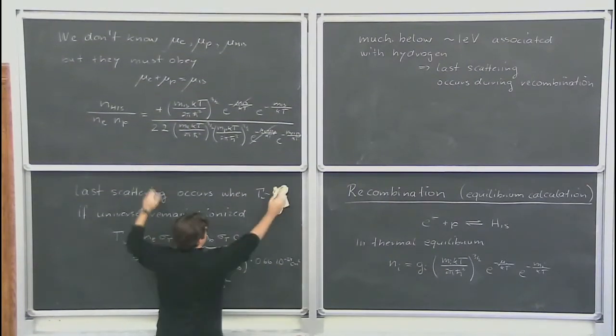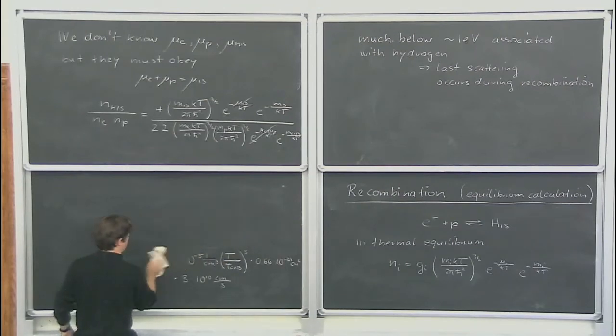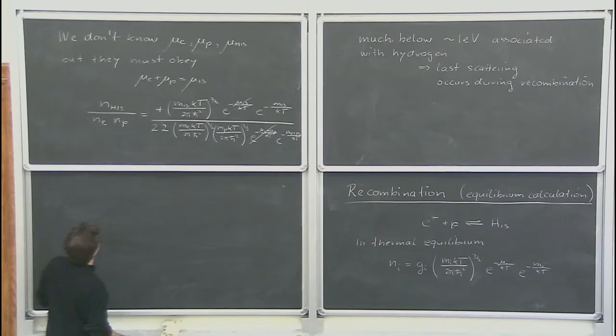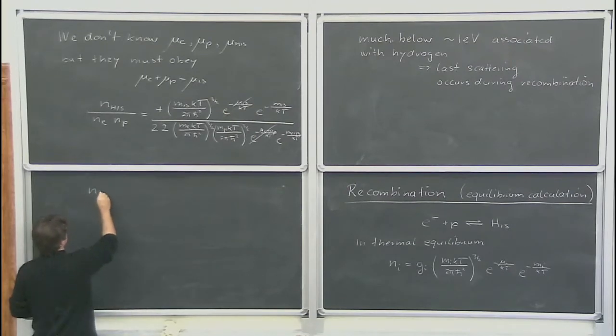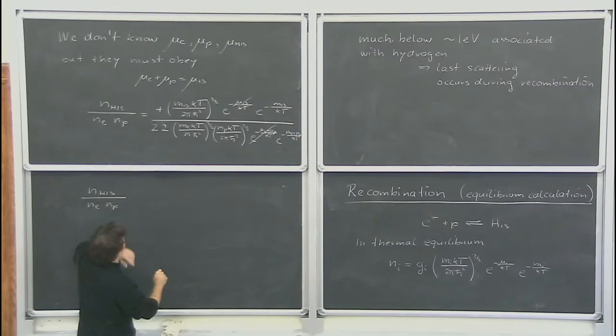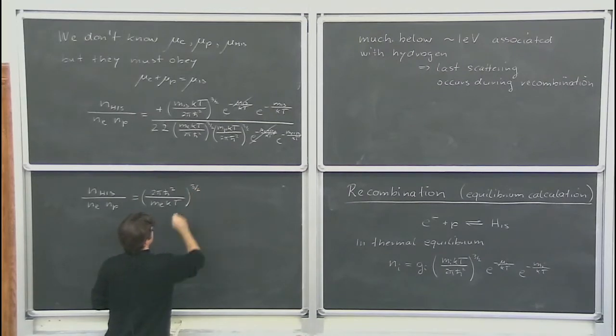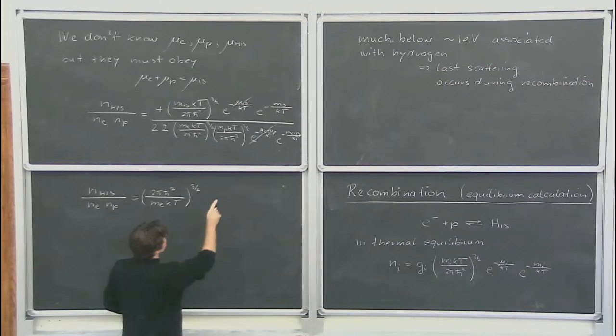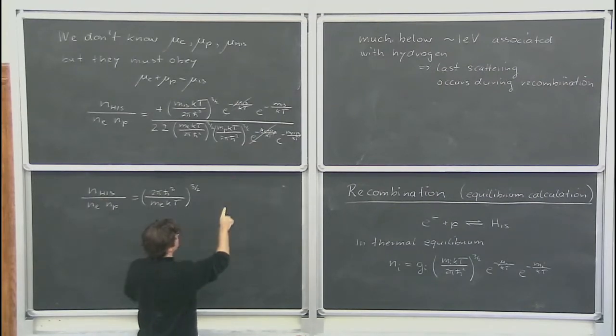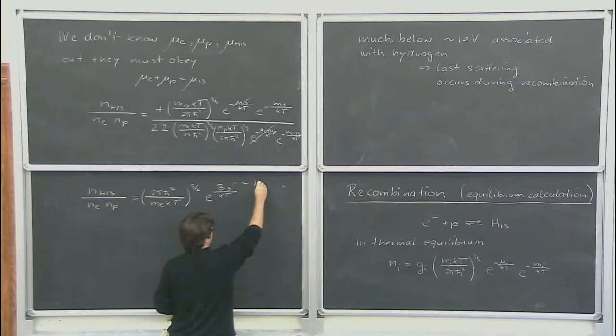And so the equation then simplifies and becomes, so the 4 cancels this thing, so we just get 2 pi h bar squared over m e kT to the 3/2, so that's this piece. And then here we have the e to the, and then the mass of the electron plus the proton minus the mass of the hydrogen. So this is e to the binding energy, the 13.6 electron volts for the hydrogen 1s state.